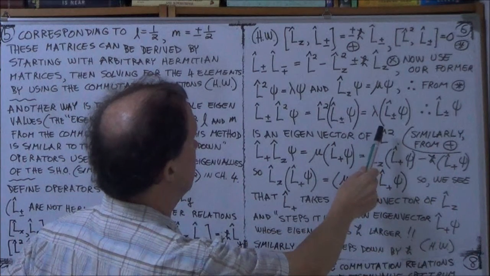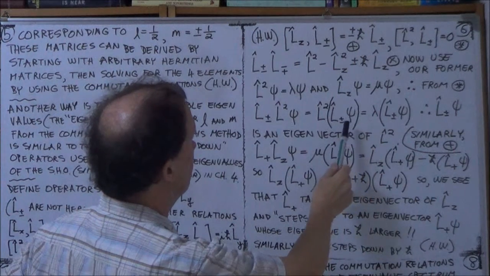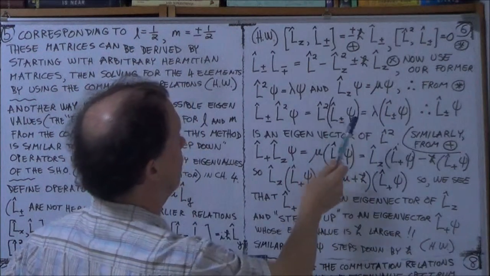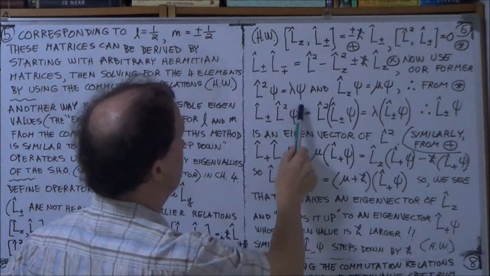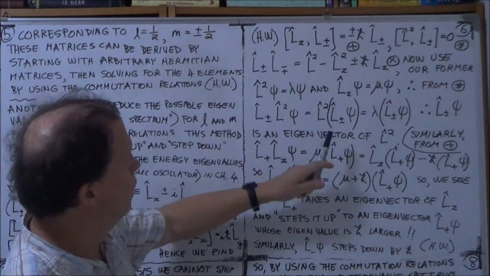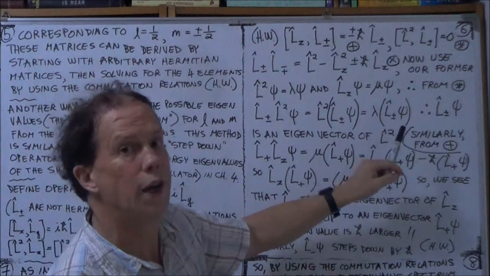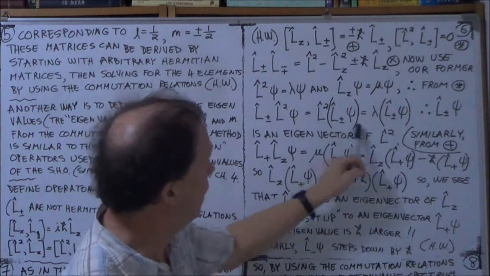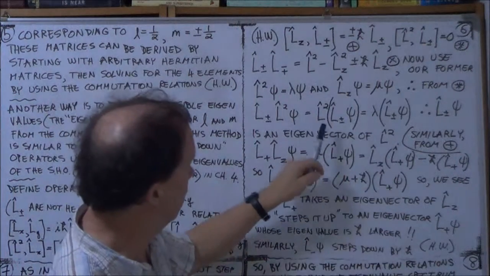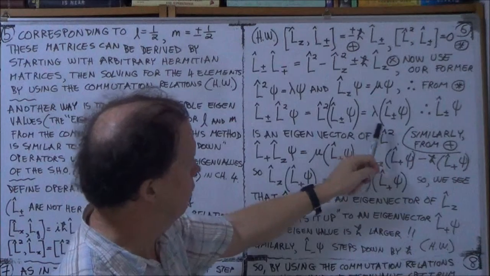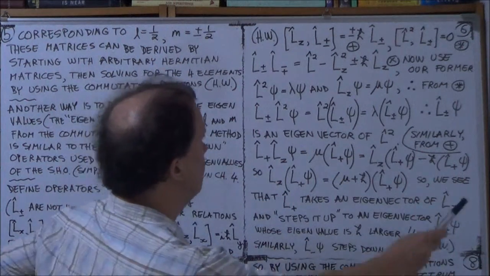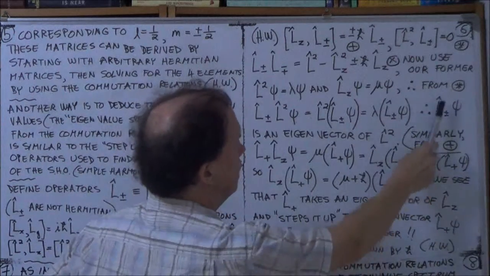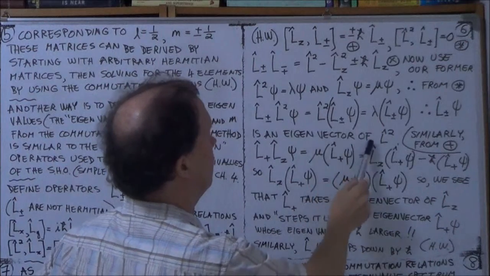Now let's see, where did this come from? That was just from here. They swap around. And this lambda came from here. And therefore, you've got a new eigenequation. Have a look at these two together. This now is your eigenfunction. You've got a new eigenfunction, because here it is and here it is, and that whole thing is in the form of an eigenequation: operator, eigenfunction, eigenvalue, eigenfunction. So L plus psi, or L minus psi, is an eigenvector of L squared.